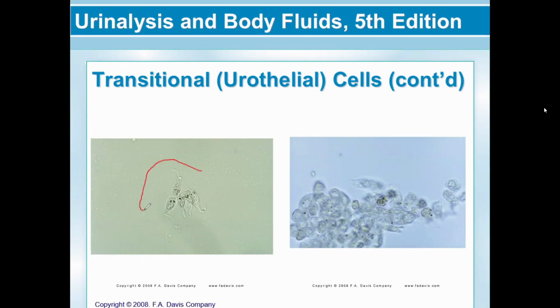Nakikita nyo yan, para silang tukak. Okay. So guys, may parang bundot sila. So these are your caudate transitional urothelial cells. And we can see here a clump of your transitional epithelial cells. Ano nga ulit tawag natin dito? Syncytia. Okay, saan natin nakikita? Example sa malignancy involving the bladder or the urothelium, or among patients with a catheter.